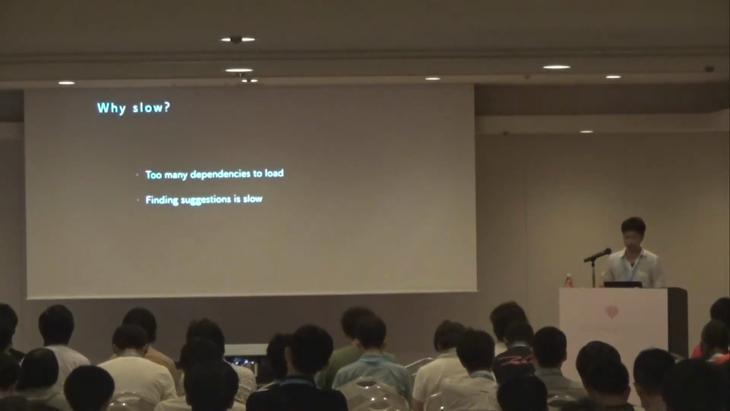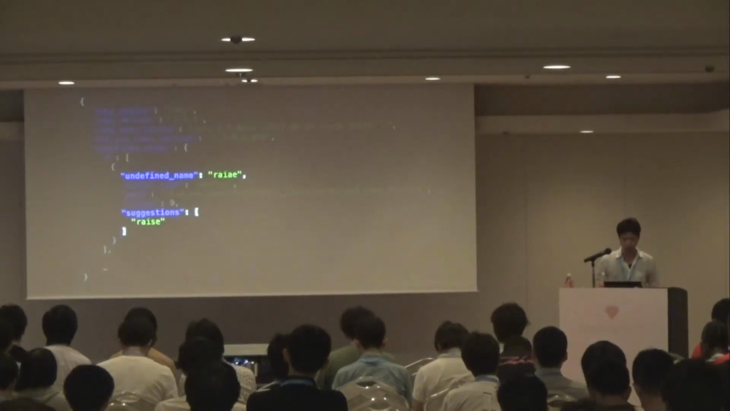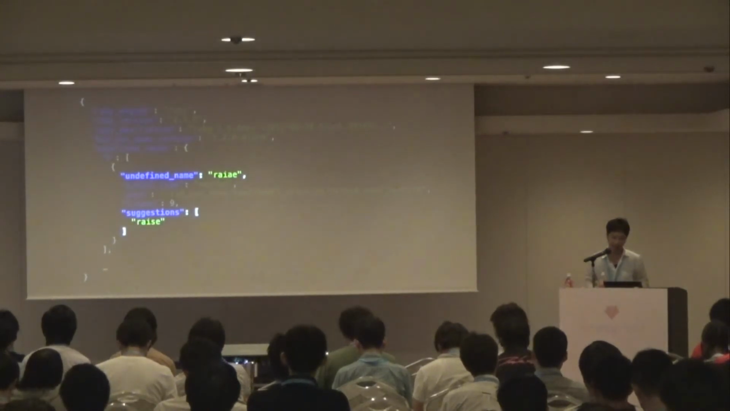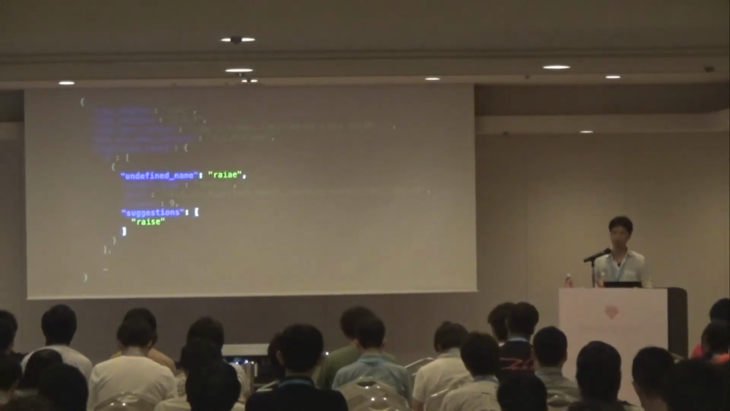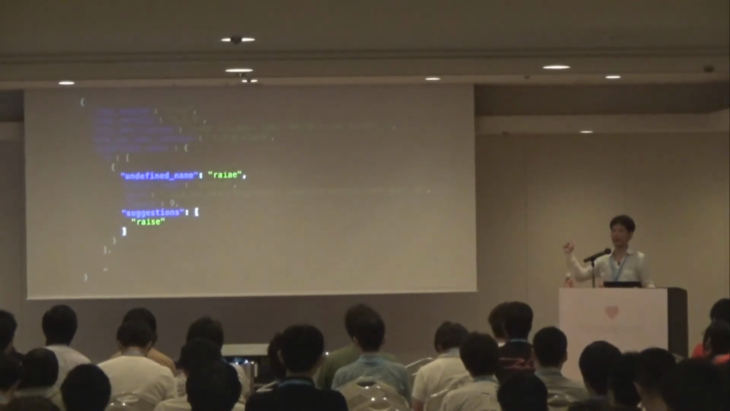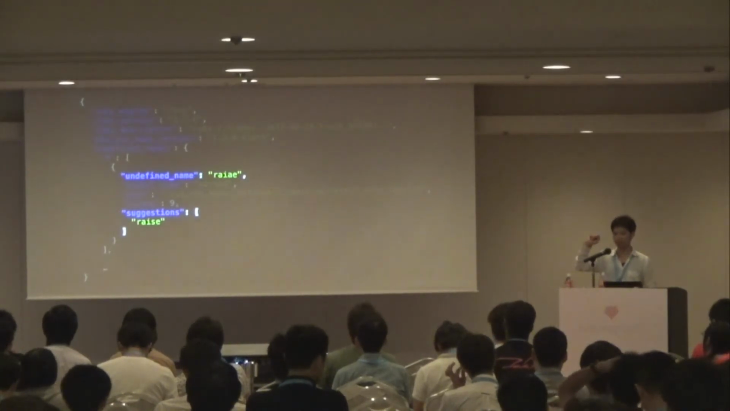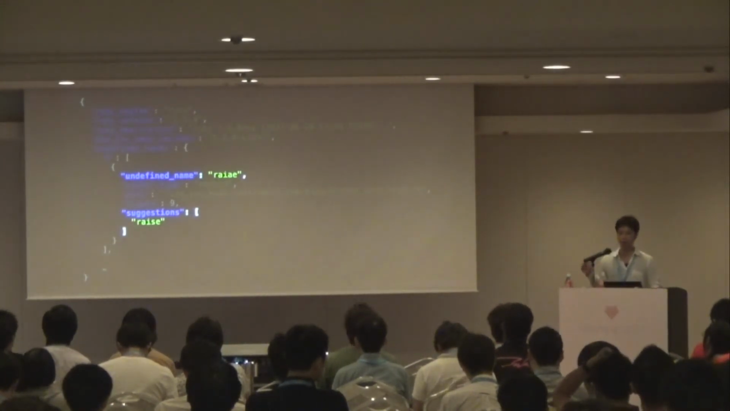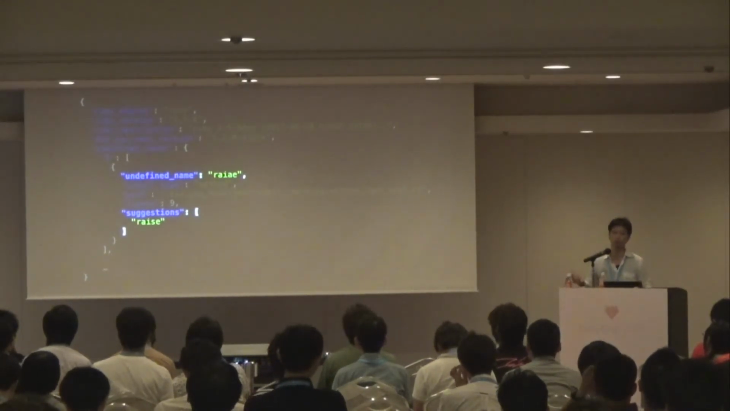And then the next one is finding suggestions. Suggestions is really slow. So if you look at this one, it has suggestions raised, which is great. So what we can possibly do is pass this list to the editor. So you can just hit a keyboard shortcut or something to replace a mistyped method name with a correct one, which is great.